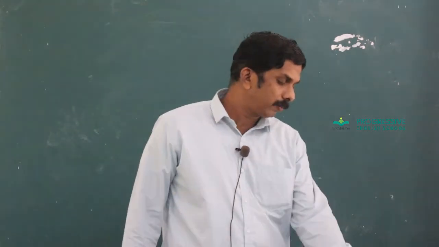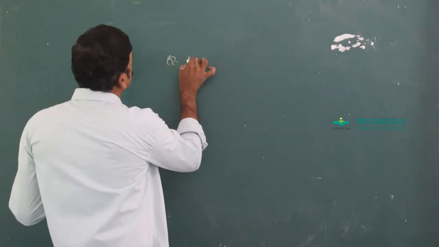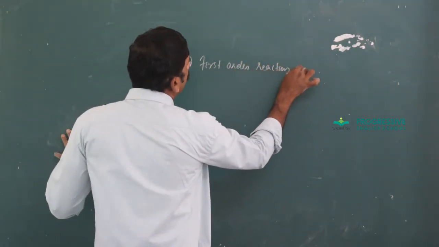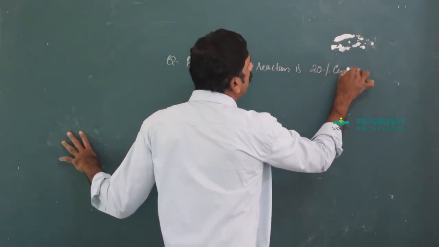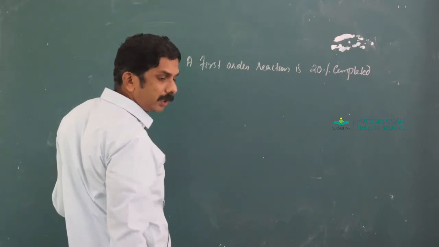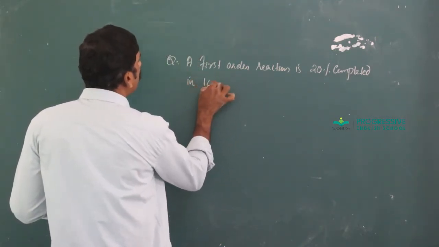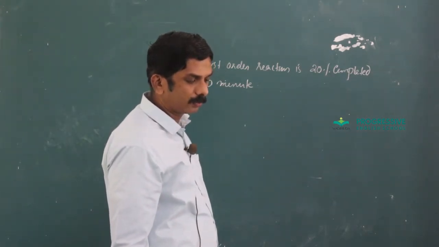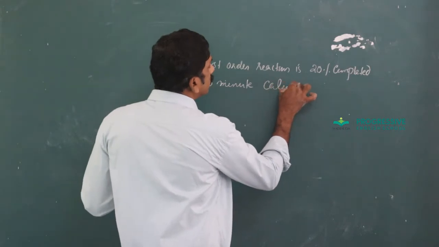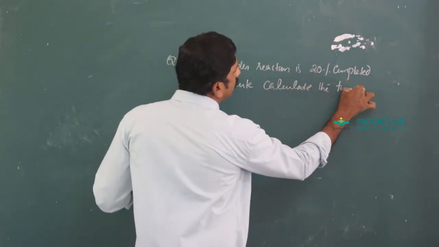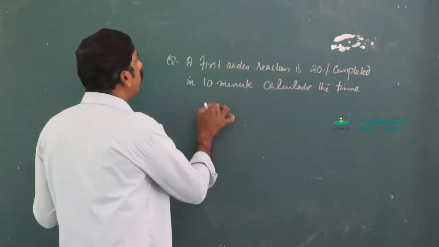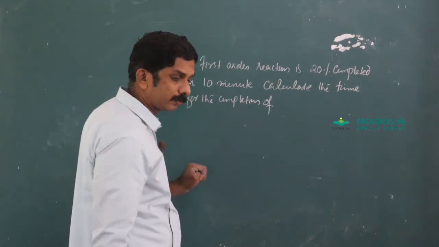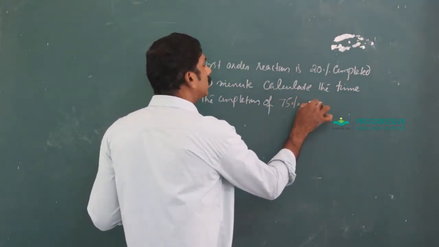And here is the next question. A first order reaction is 20% completed in 10 minutes. Calculate the time for the completion of 75% of the reaction.